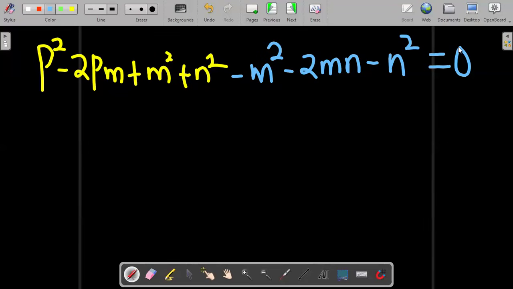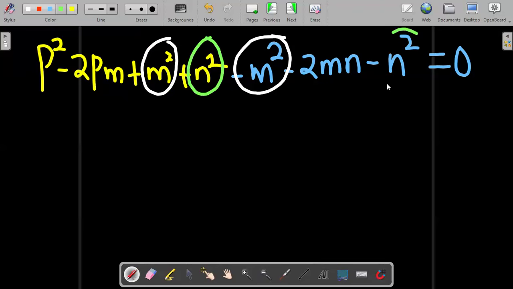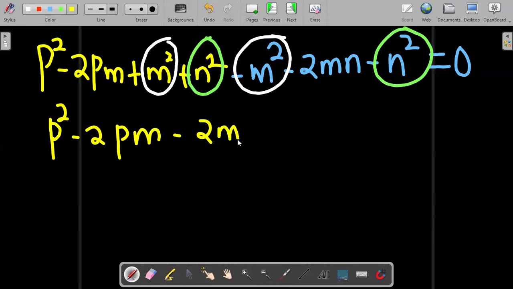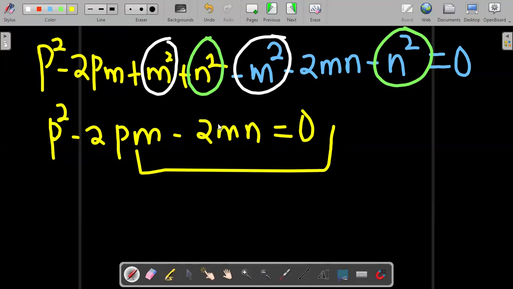There's nothing left there. So let's add those I can add. m squared minus m squared will give us 0. Then n squared minus n squared will give us also 0, because it's plus minus. So I will write what is left. I'm going to have p squared minus 2pm minus 2mn equals 0. Don't forget, our interest is m. We're looking for m. So I'm going to transfer this one to this side, then this one to this side.